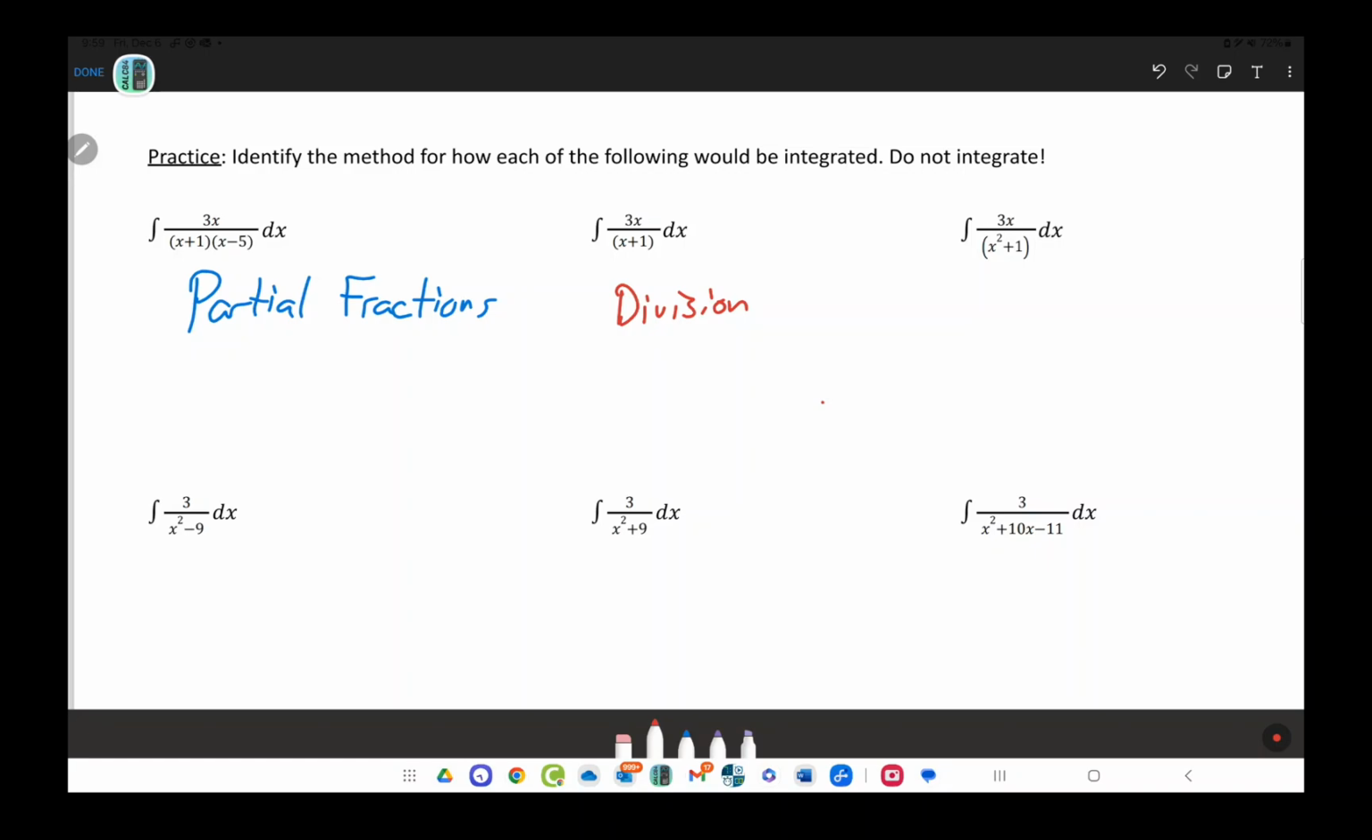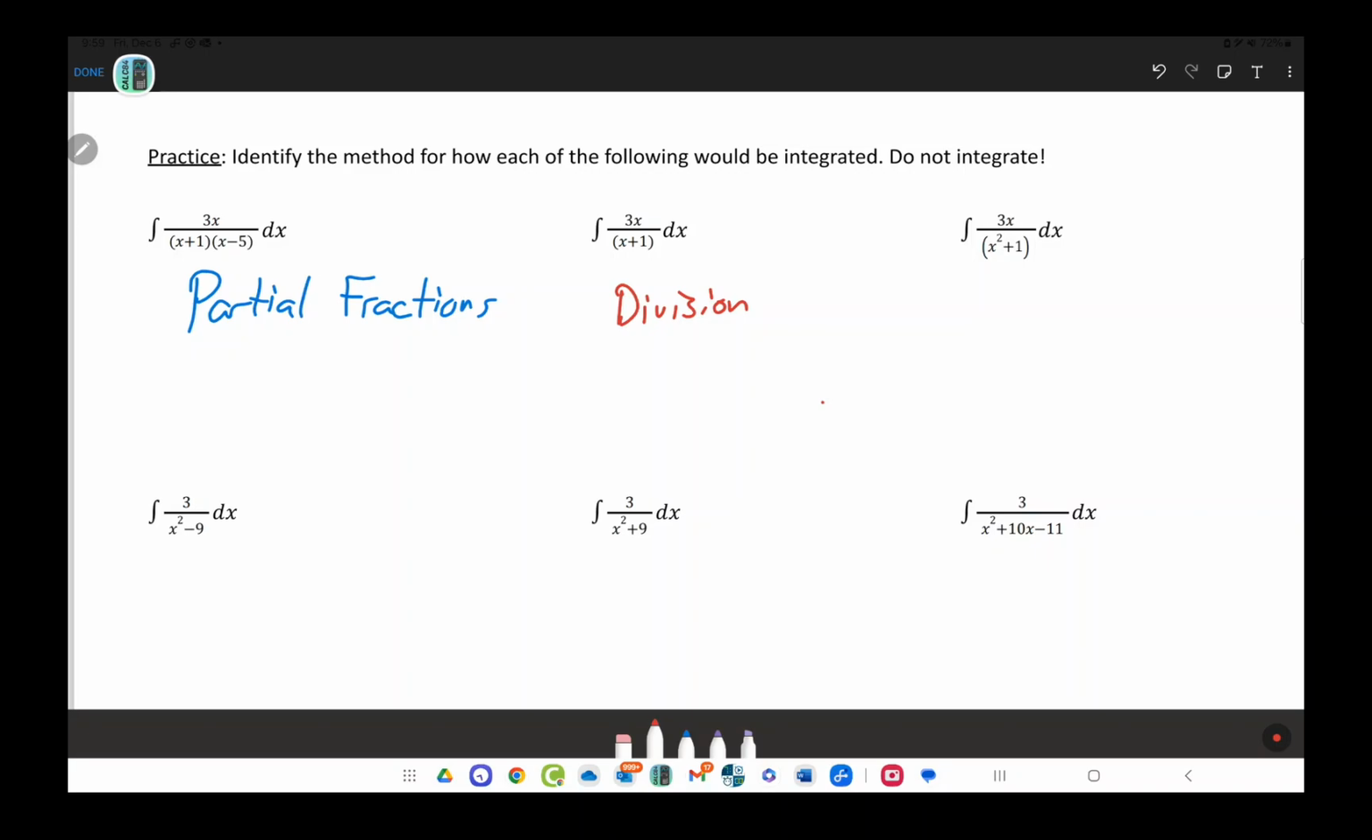Now for the third one, this one's a little tricky. It's not factorable, and we can't do division. Why can't we do division? Because it's x squared plus 1. The degree of the denominator is bigger. You can't do division. You can do part of the fraction because it's not factorable. Isn't that just arctan? What does arctan have in the numerator? A 1. We don't have a 1.